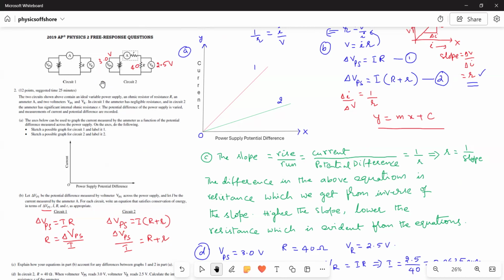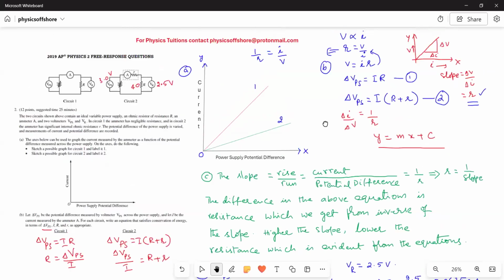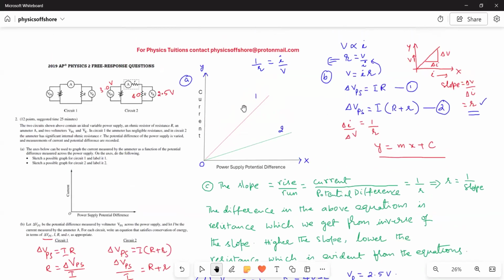So, using Ohm's law, this question is basically based on Ohm's law. First, you should realize that Ohm's law states that the voltage across the load is proportional to the current flowing across the ends of the resistor or conductor, provided all the physical parameters remain constant. That means the temperature should be constant. So V is directly proportional to I. As the current increases, voltage increases, or as the voltage increases, current increases.